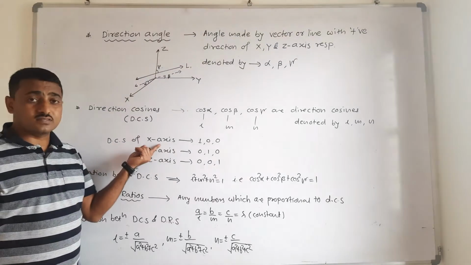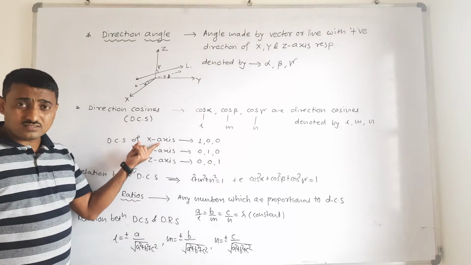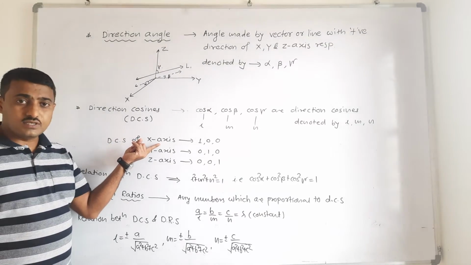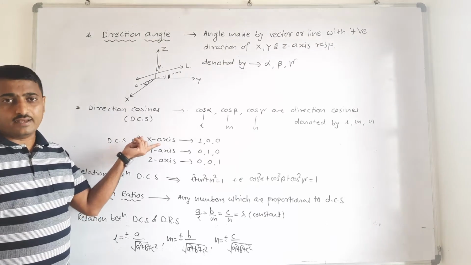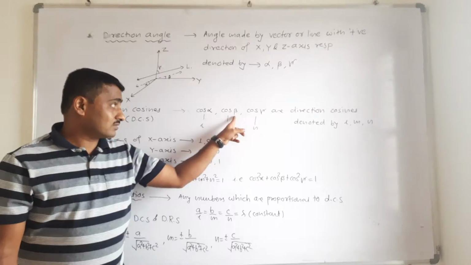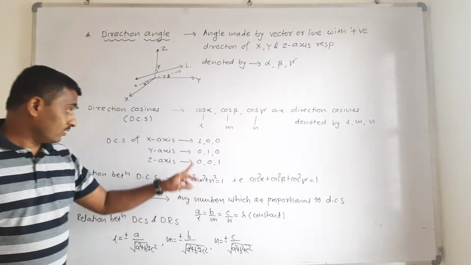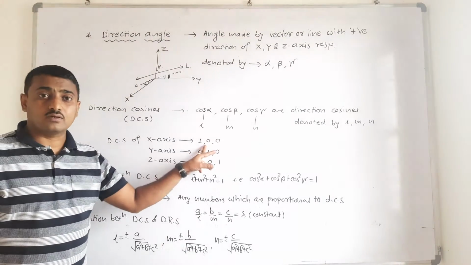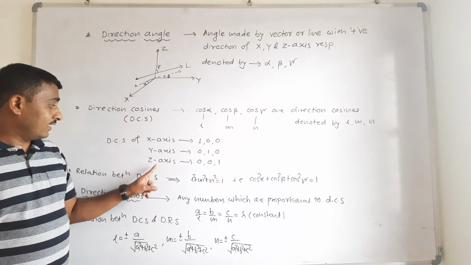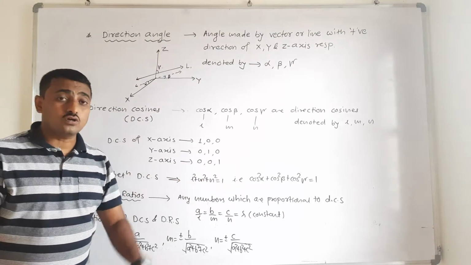DCs of x-axis, that is angles made by x-axis with x, y and z axis respectively, are 0 degree, 90 degree and 90 degree. Therefore cos 0 is 1, cos 90 is 0, cos 90 is 0. Therefore DCs of x-axis are 1, 0, 0, DCs of y-axis are 0, 1, 0, DCs of z-axis are 0, 0, 1.